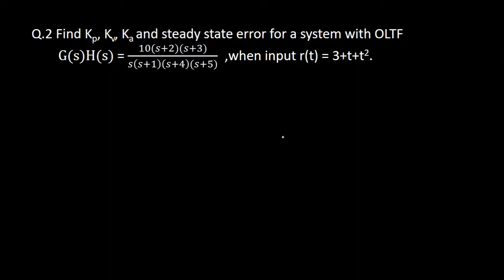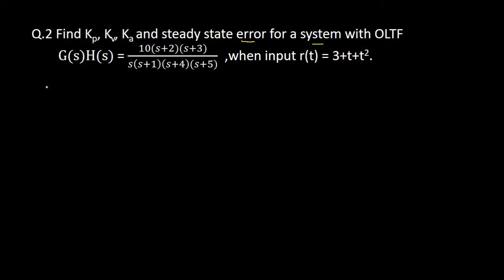Second question on static error coefficient or steady state error coefficients is: find Kp, Kv, Ka and steady state error for the system with open loop transfer function G(s)H(s) is equal to 10 into (s plus 2)(s plus 3) whole divided by s into (s plus 1) into (s plus 4) into (s plus 5), when input r(t) is equal to 3 plus t square is given. So we have to find out the steady state error for the system, and the steady state error coefficients Kp, Kv, Ka in this question.